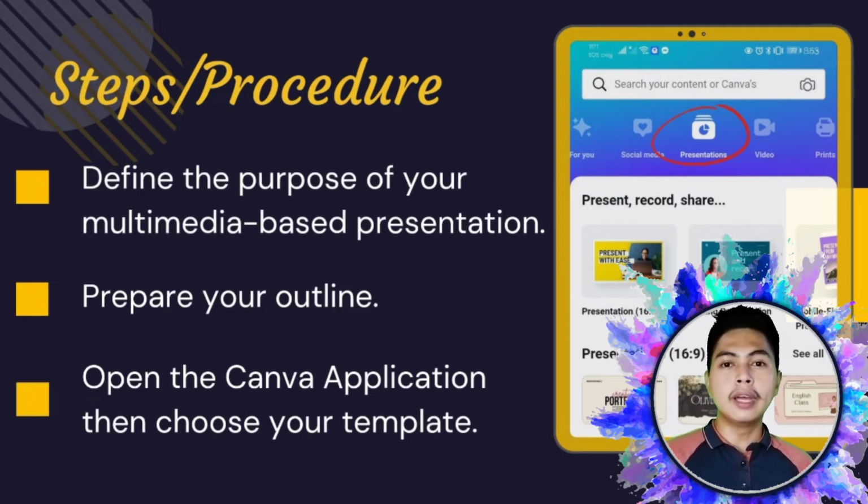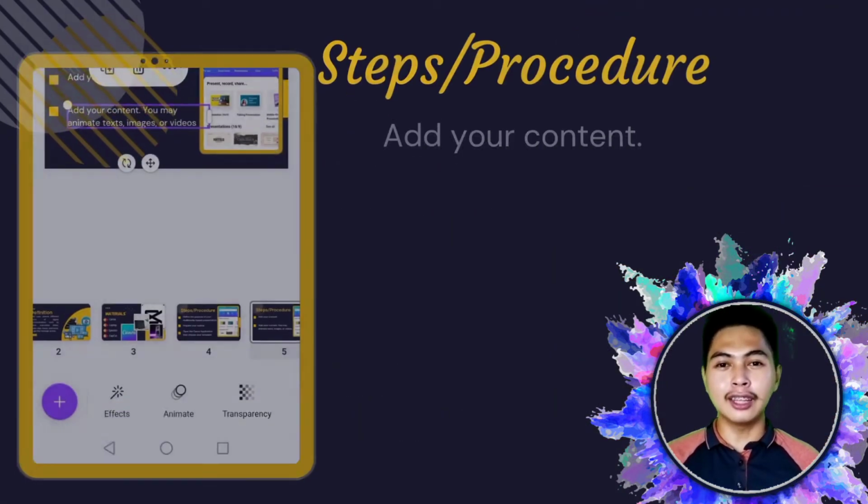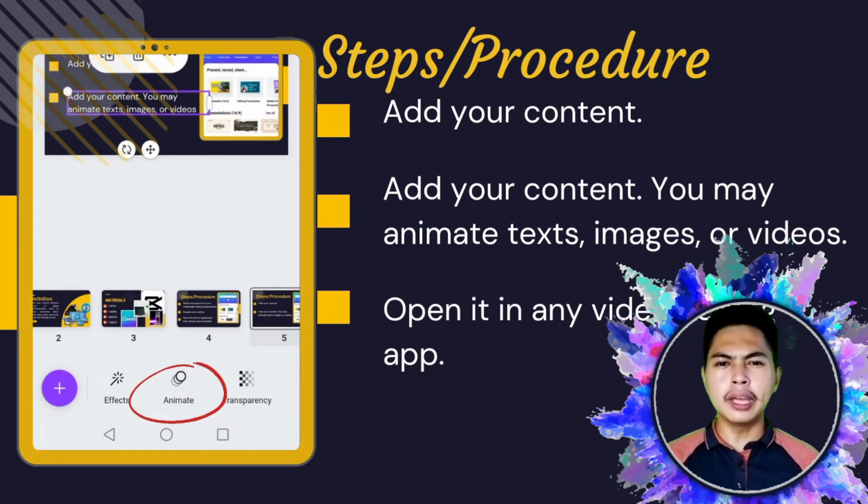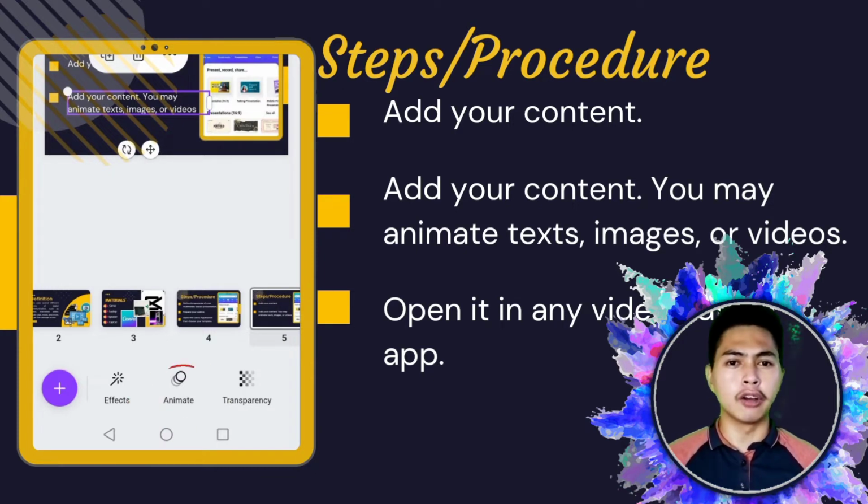Third, open the Canva application. Then choose your template. You may choose any of the designs that would fit your lesson. Fourth, add your content. You may animate text, images, or videos so that they will be interesting to the learners. In my case, I chose the elements of a short story, and what I did is I upload also supporting videos and images that will add understanding to the students.